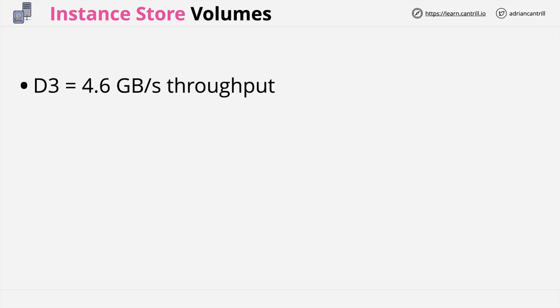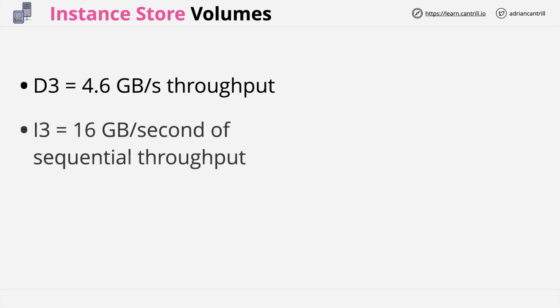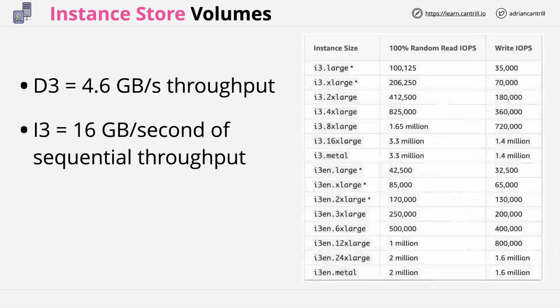The i3 series, which is another storage-optimized family of instances, provides NVMe SSDs, and this provides up to 16 GB per second of throughput, and this is significantly higher than even the most high-performance EBS volumes can provide, and the difference in IOPS is even more pronounced versus EBS, with certain i3 instances able to provide 2 million read IOPS and 1.6 million write IOPS when optimally configured.